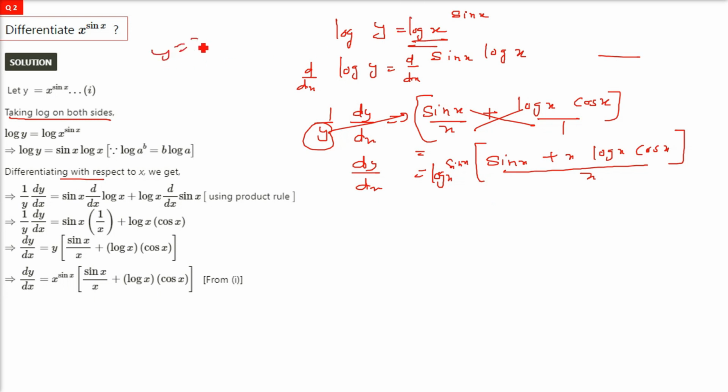No, it is y is x to the power sin x. Oh, there is a mistake I committed. I am correcting myself. It is x to the power sin x. This is your final answer. Clear? So now taking log, taking differentiation, bringing y on the right hand side, these are the three steps you have to follow in all of the questions.